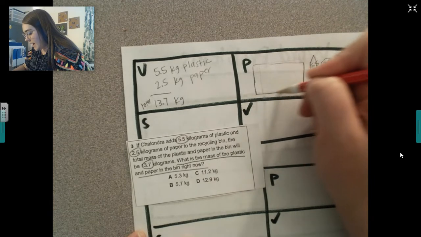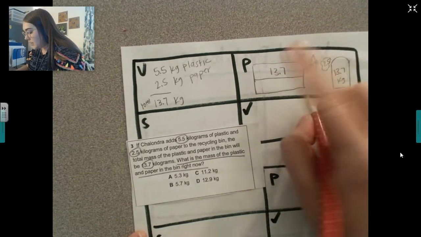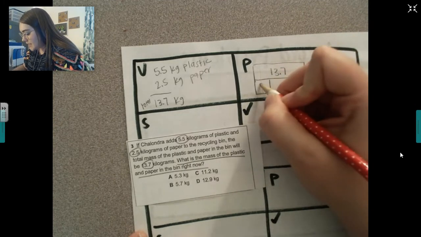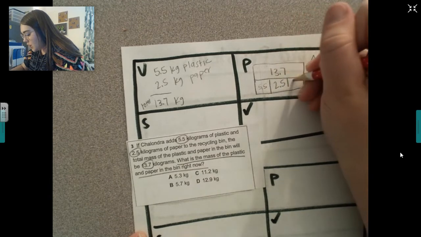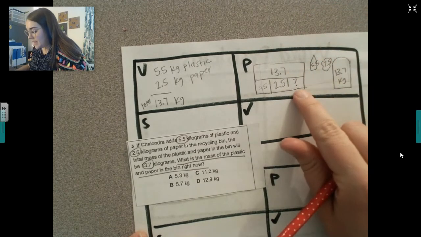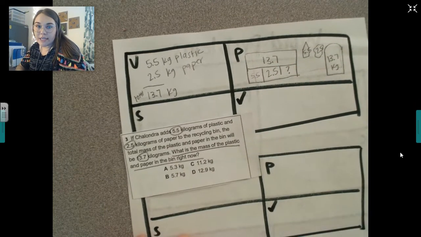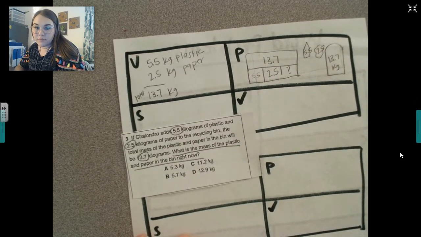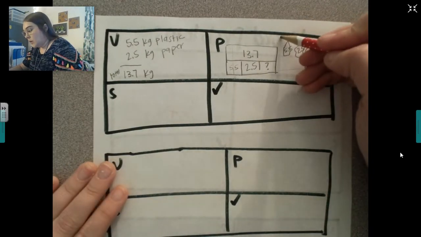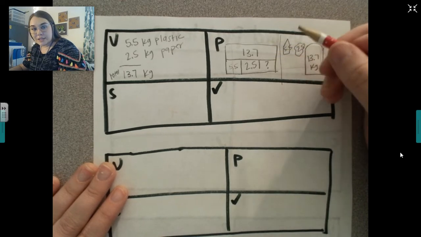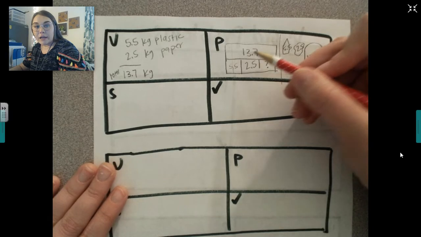So this is my strip diagram, I'm making another plan just to help my brain. If the total is 13.7, plastic is 5.5, and paper is 2.5, I need to know what else is in that bin that makes it equal 13 7/10. So this is a multi-step problem. I did both. I drew a picture and I did a strip diagram. So if I have this, what is it going to be? How am I going to figure this out?